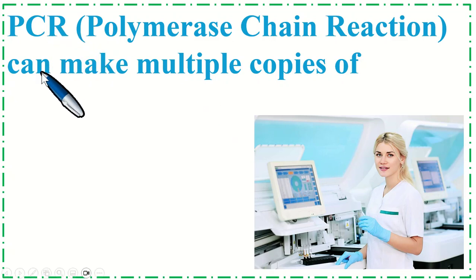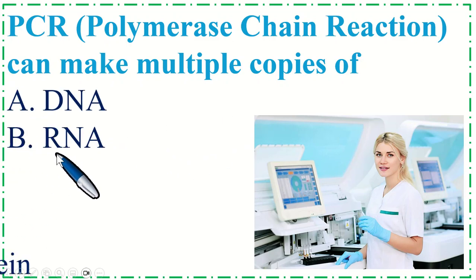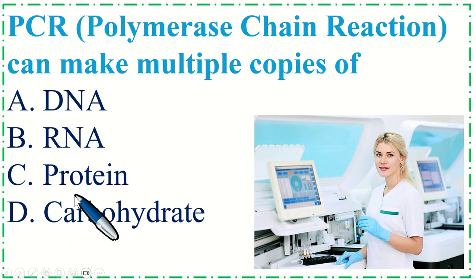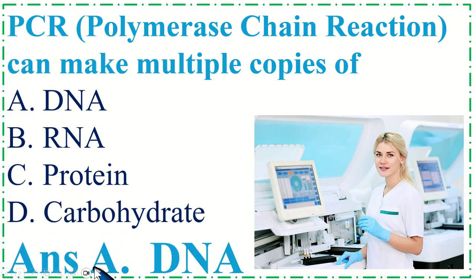PCR can make multiple copies of option A, DNA; B, RNA; C, protein; and option D, carbohydrates. Correct option is A. DNA.